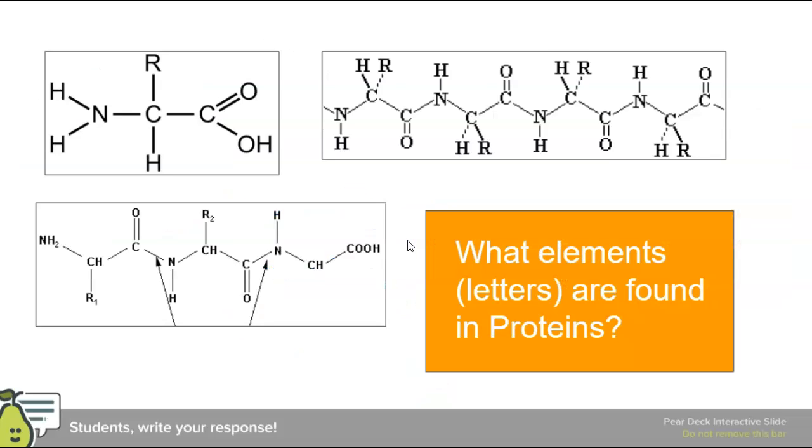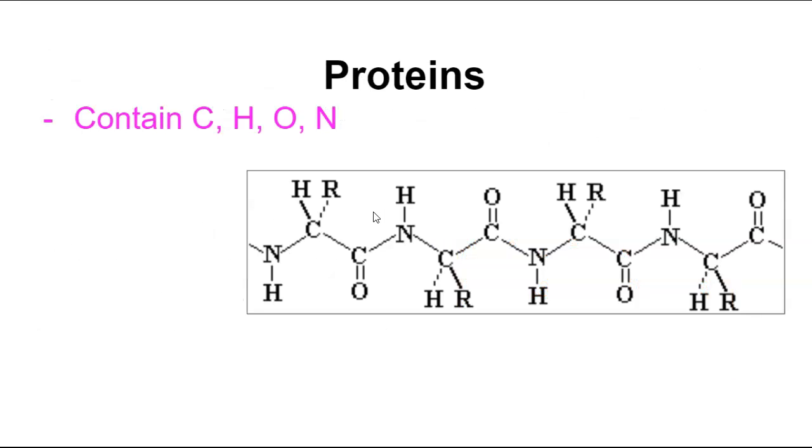Second, look at these pictures. Let me know what letters are found in proteins. What elements from the periodic table are found in proteins? These are all pictures of proteins here. You should have gotten that all of them contain C for carbon, H for hydrogen, O for oxygen, and N for nitrogen. So go ahead and write that down. C for carbon, H for hydrogen, O for oxygen, N for nitrogen.